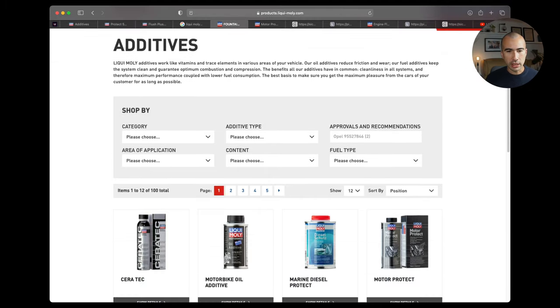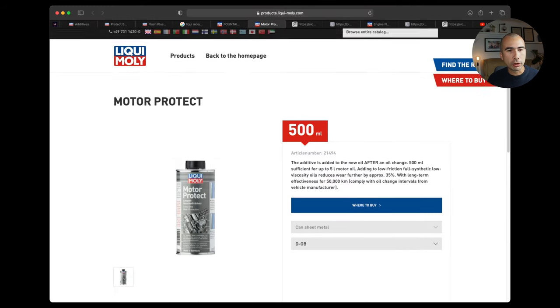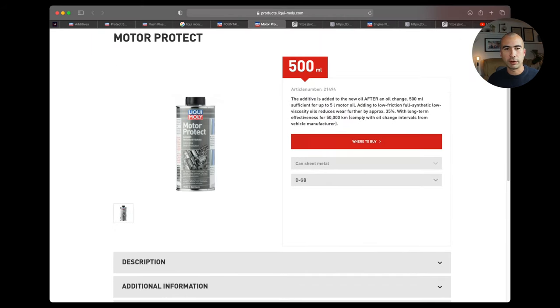And if you now scroll down, then you'll find an identical product, which is called Motor Protect. Engine Protect and Motor Protect seem to be exactly the same thing, but under two slightly different brand names. So once you go to Motor Protect, again, same thing, it's 500 mil. And if we look at the description, 500 mils makes up to 5 liters of motor oil. And it has the same claim about reducing wear by 35%. So that tells us that we're on the right track with the exact same product.